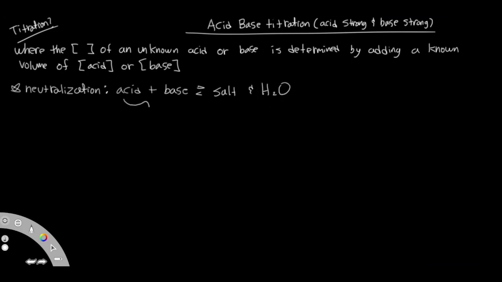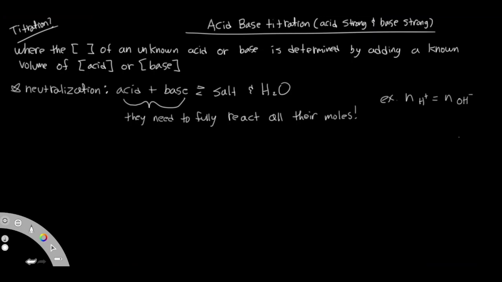So these two need to fully react. Pretty much every single mole of the acid and every single mole of the base need to fully react in order to create these products. So I'll just put here, they need to fully react all of their moles. So for example, I'm just going to put here on the side that the moles of the hydrogen or hydronium should equal the amount of moles of the hydroxide.